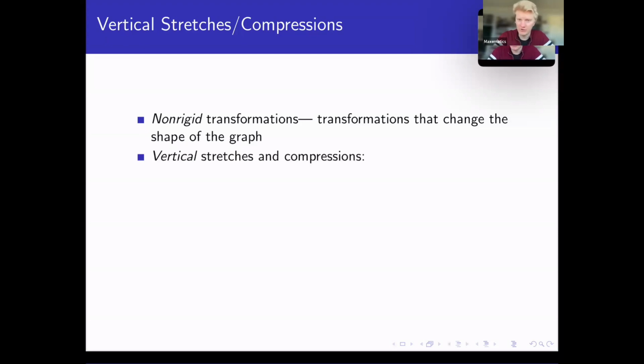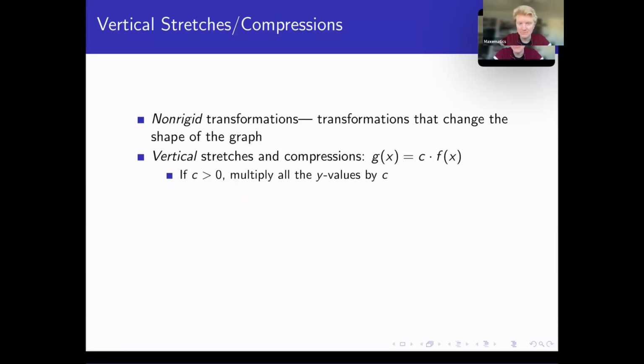So let's start with vertical stretches or compressions. g of x equals c times f of x. And I think you're already seeing the pattern: this c is on the outside. So kind of like x-axis reflections, if c is greater than 0, we're going to multiply all the y values by c. If c is negative, well, think about this. If this is negative 2 times f of x, this is like 2 times f of x, and then reflected because that negative is on the outside.